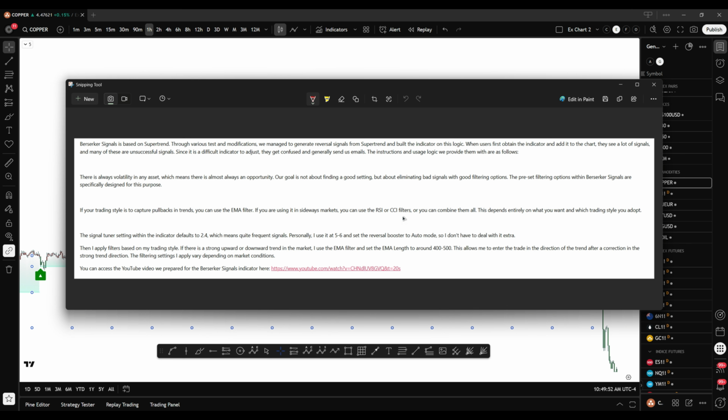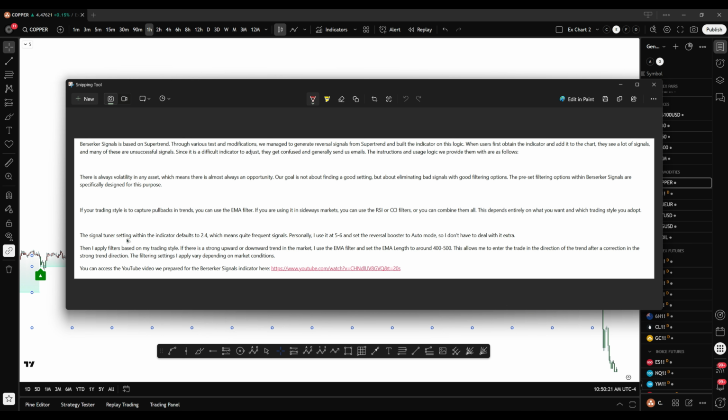The problem is, real quick, that they don't really specify what RSI or CCI filters you should use. There's kind of a presupposition here that you know how to use the RSI or CCI filters and to be able to adjust them in the indicator. But you guys will have to do a little bit more research on that. Or you can combine them all. This depends entirely on what you want and which trading style you adopt.